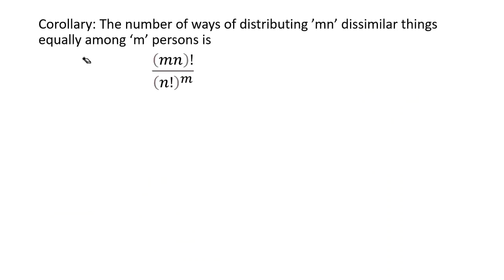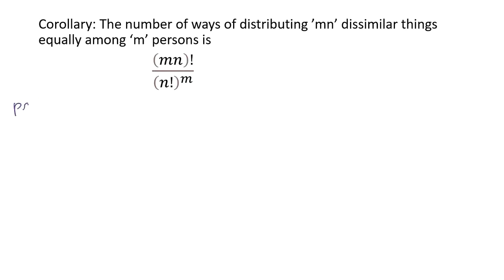Next we have an interesting corollary. The number of ways of distributing mn distinct things among m people equally is going to be mn factorial upon n factorial raised to m. Let me explain the corollary for you. There are mn distinct objects or distinct things. I have to distribute these mn distinct things among m people equally. And the number of such distributions is going to be mn factorial upon n factorial raised to m.